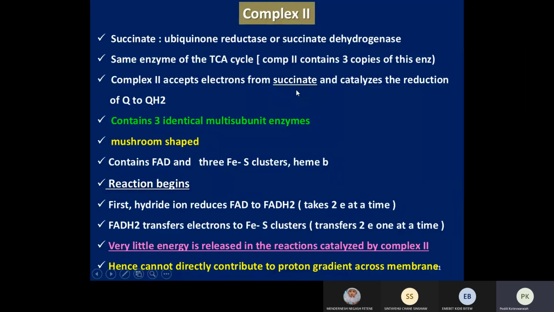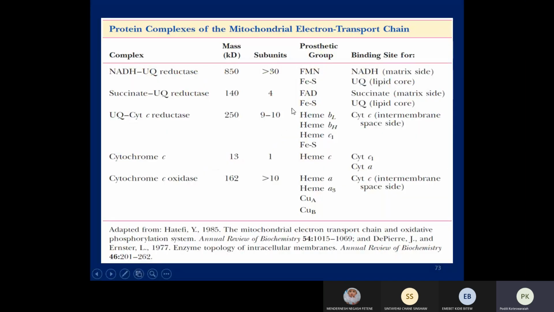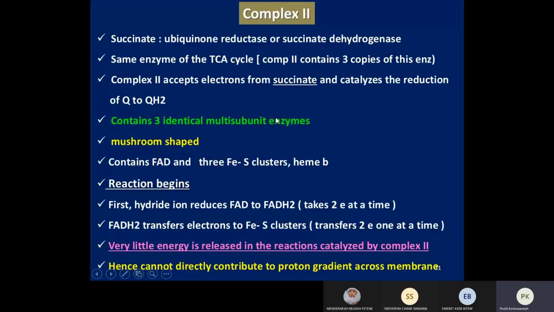And so therefore, the succinate dehydrogenase contains 3 identical multi-subunit enzymes, and it has a mushroom shape, and it has the FAD as the cofactor. You can also see here, this is the FAD as a cofactor. It also contains many iron sulfur clusters, and also the heme B proteins.